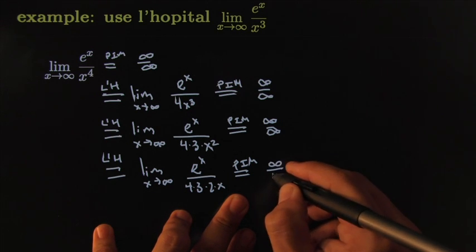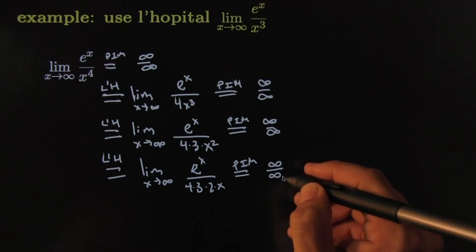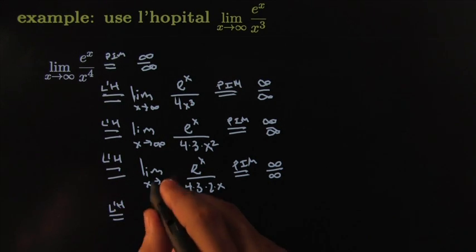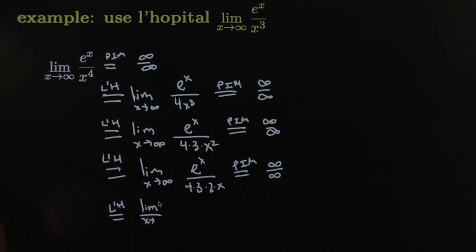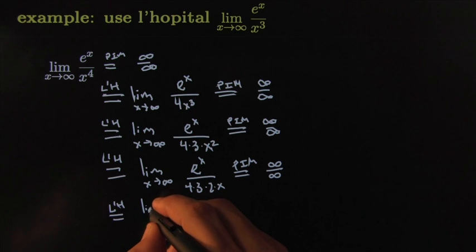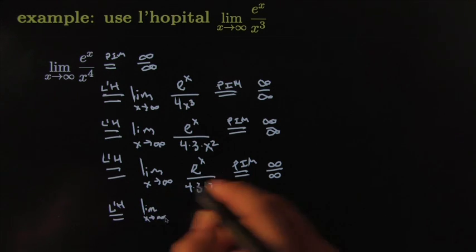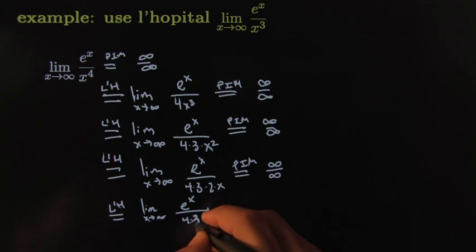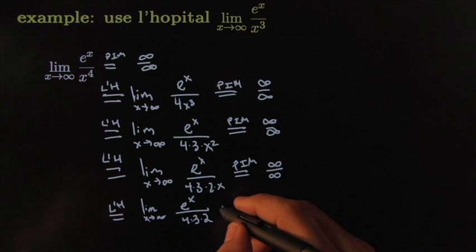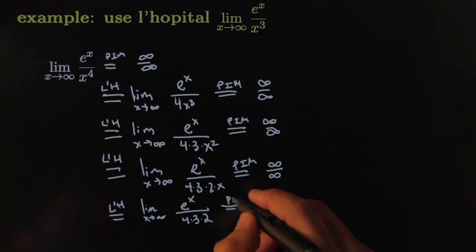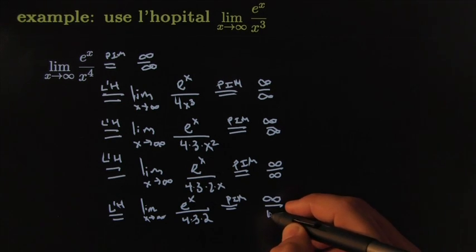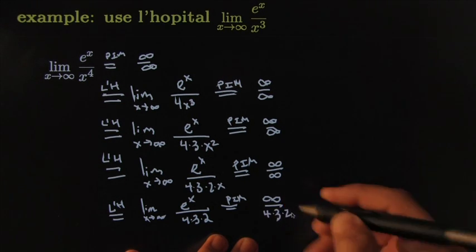Of course, I get infinity over infinity again, and I say, whoa, another excellent opportunity for L'Hopital. This is L'Hopital fest. And so I would do the limit as x goes to infinity. The derivative on top is e to the x. The derivative on the bottom would be 4 times 3 times 2. And of course I give myself another chance at the plug-in method. Now I get infinity over 24, 4 times 3 times 2.